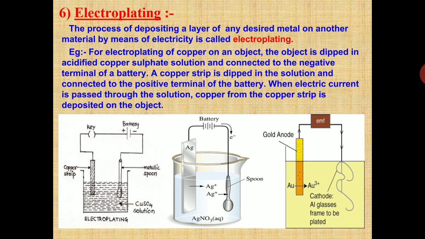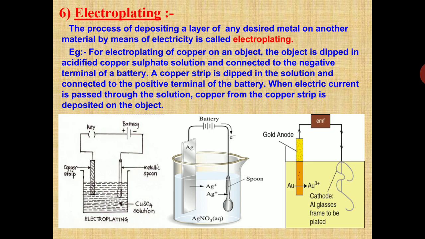And the object on which you want to deposit copper, you have to connect it to the negative terminal of the battery. When electric current is passed through the solution, the copper from the copper strip is deposited on the object. This is called electroplating. Electroplating means it is the process of depositing a layer of any desired metal on another material by means of electricity.